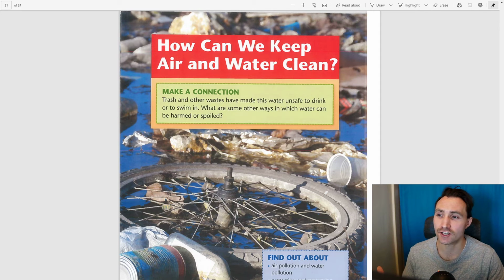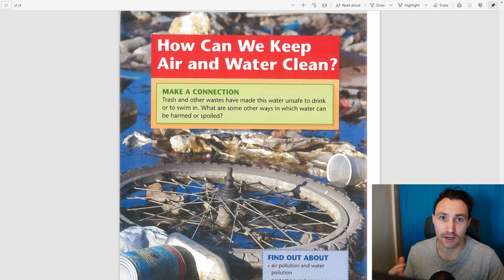So this last section is gonna be, how do we keep our air and water clean? Right, we know that air and water is so important to us as humans, to other animals and organisms, and the earth in general. So it's very important to keep it clean so that we can be healthy and take care of this planet. So that is what we're going to learn today. How can we keep our air and water clean? That's the title of this section.